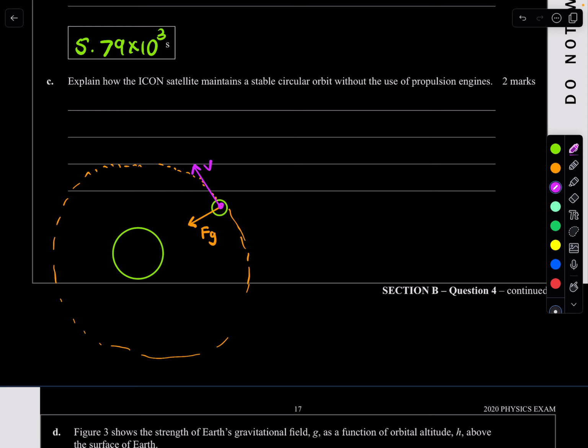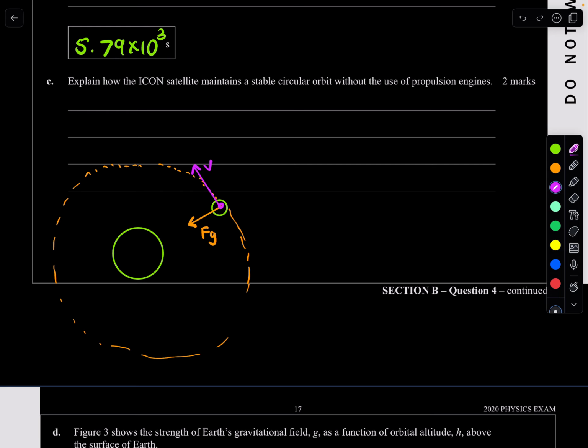So its speed is constant, but the velocity changes over time. Without even the use of propulsion engines, the thing is going to move by itself because there's no work being done. There's actually no work being done by the force of gravity. So all you need to answer is pretty much to get full marks.